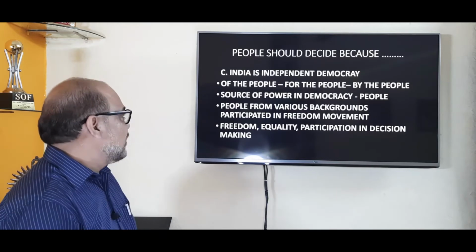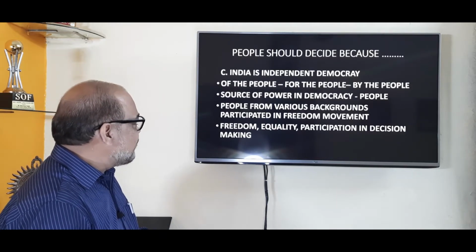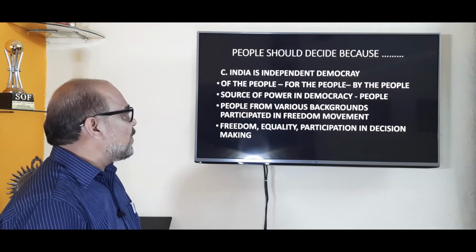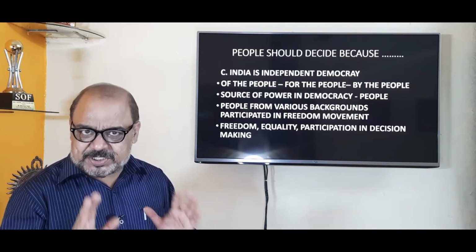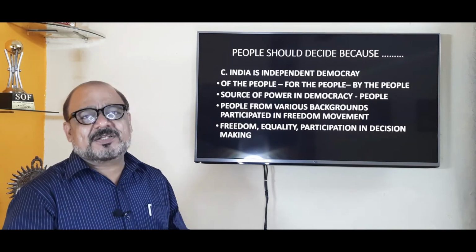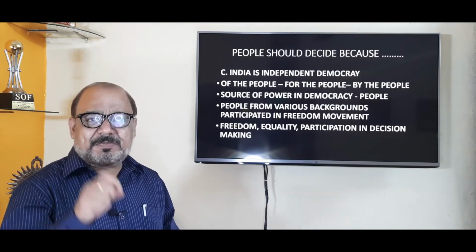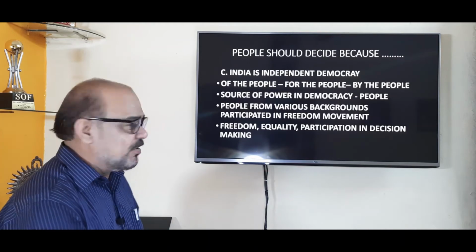Number one, our democracy is of the people, for the people and by the people, meaning people are the source of power. We are not subjects, we are citizens. We are the source of power. We form the government, we control the government, we change the government.